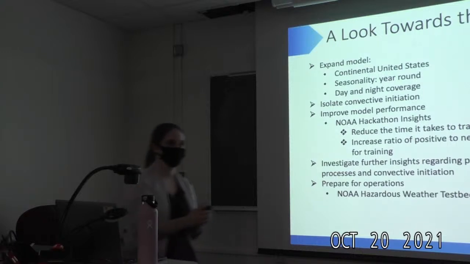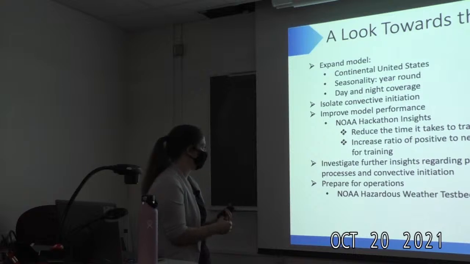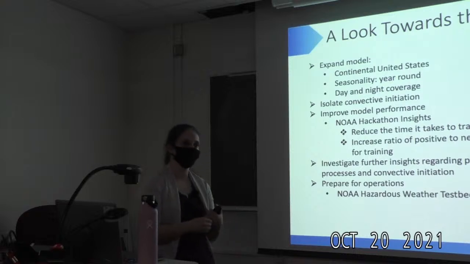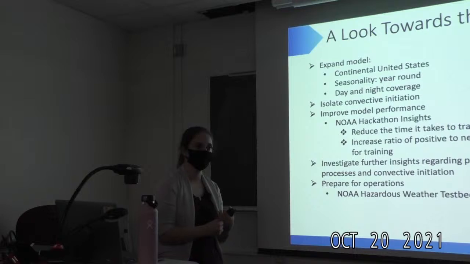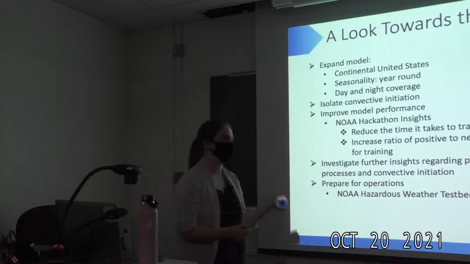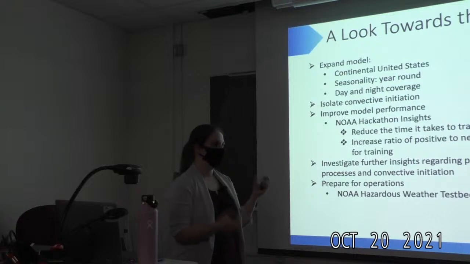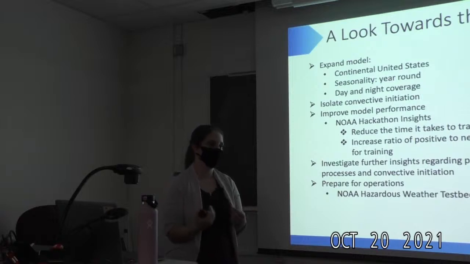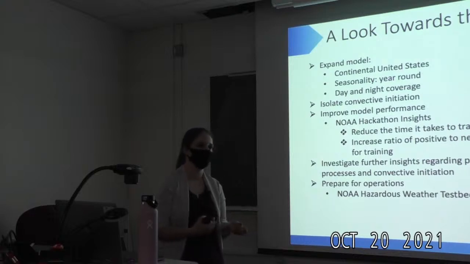Yeah. You have this point about investigating further insights regarding physical processes and convective initiation, and I'm just curious what the steps are that go into doing that. I guess you showed some examples with eliminating channels. Yeah. And then layer-wise relevance propagation is a visual way you can see what pixels are important. But this is still an area of development in AI. It is called explainable AI.